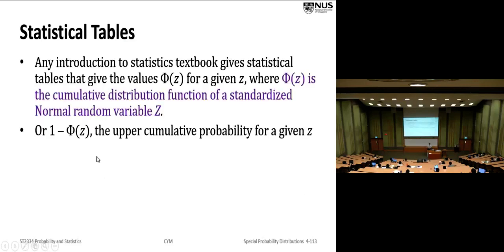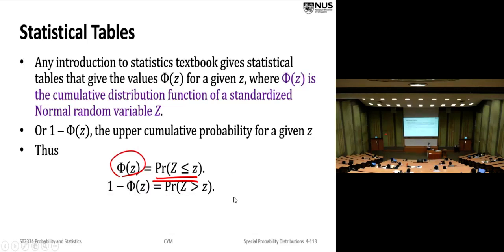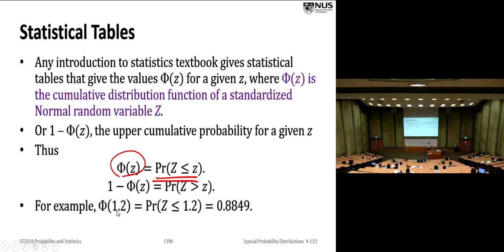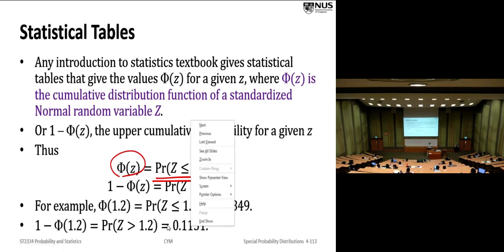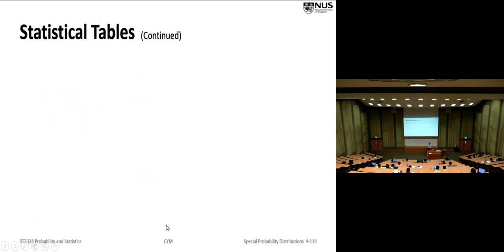Okay, here's the statistics table, and sometimes people use this notation to denote the CDF of a standard normal, but we can use that, all right? So phi 1.2 means the probability of a standard normal less than 1.2, which is 0.8849, all right? So in our statistics table, it is 0.1151. All right. Okay.